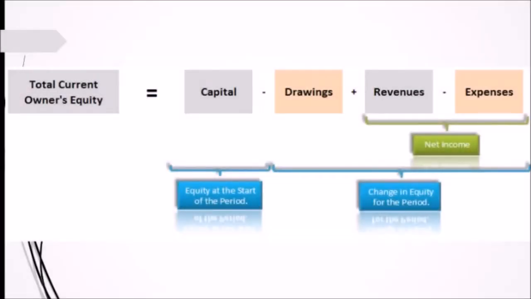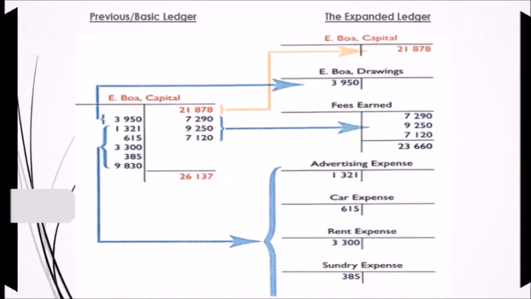Under the owner's equity section, there are 4 types of accounts. The capital account helps you determine the equity at the start of the fiscal period, and the drawings, revenues, and expenses accounts help you determine the change in equity for the fiscal period based on net income or net loss.